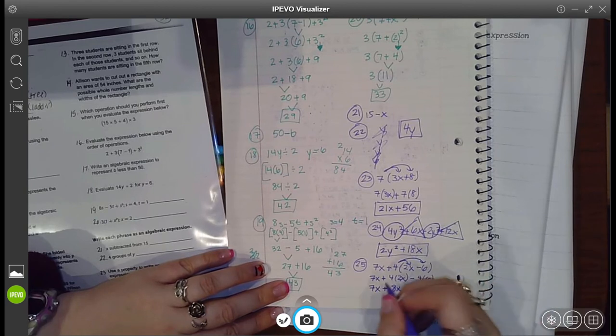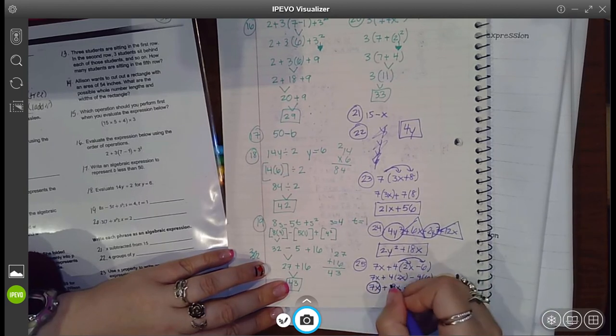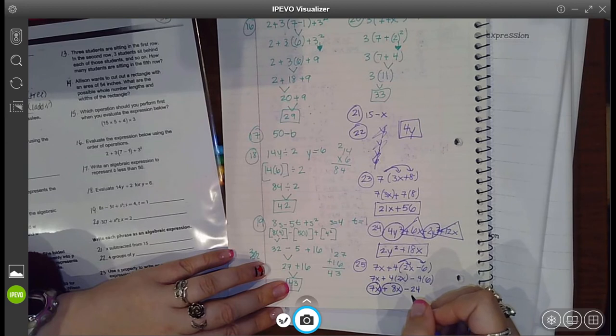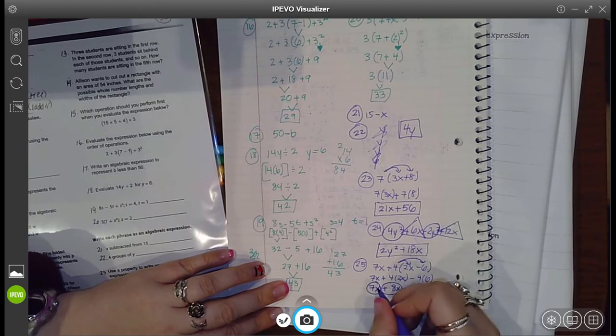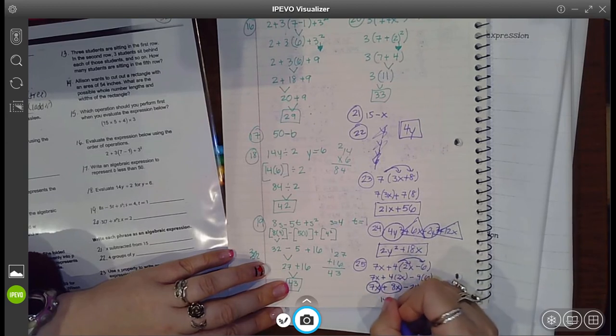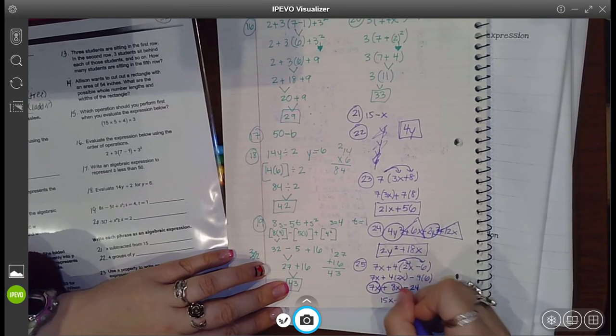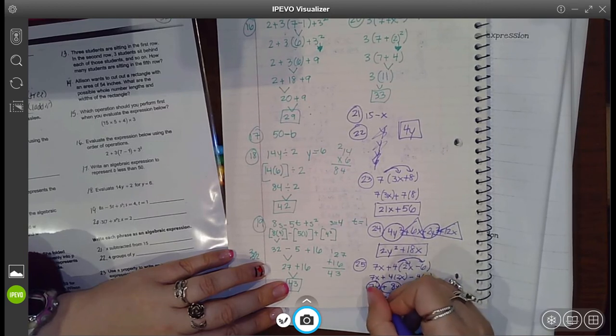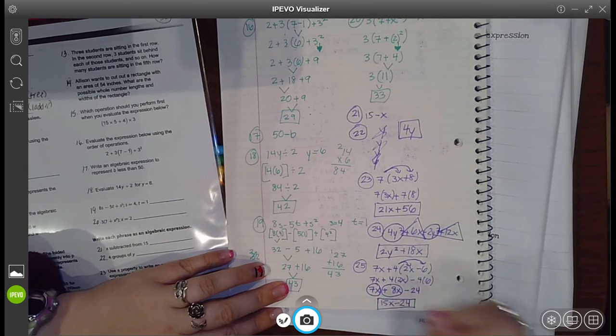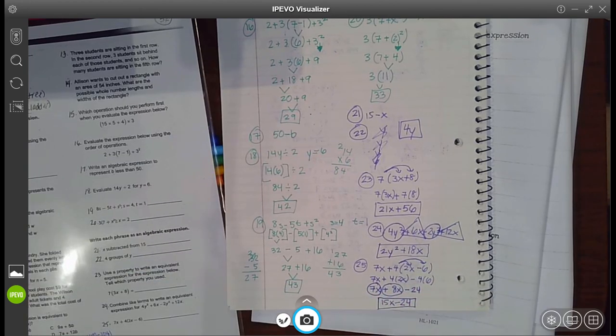Do you see any like terms? 7x and 8x combine and give you 15x. 7 plus 8 is 15, tack on the x, and then we just add on our constant at the end of negative 24. And that's it. That's my final answer.